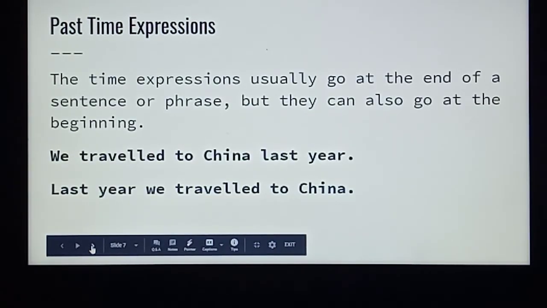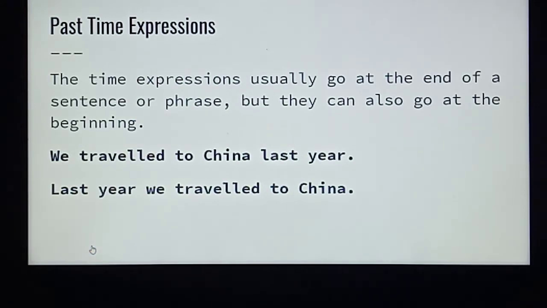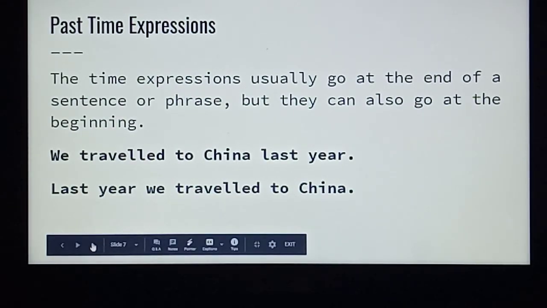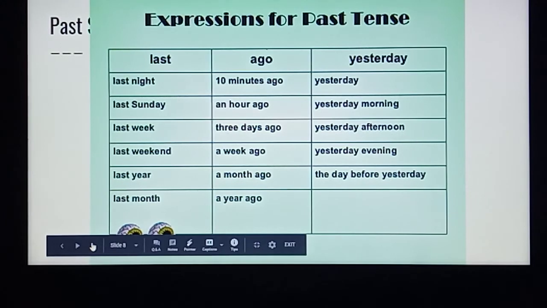The time expressions usually go at the end of a sentence or phrase, but they can also go at the beginning. Examples. We traveled to China last year. Last year, we traveled to China, or vice versa. Next, these are examples of expressions for past tense.